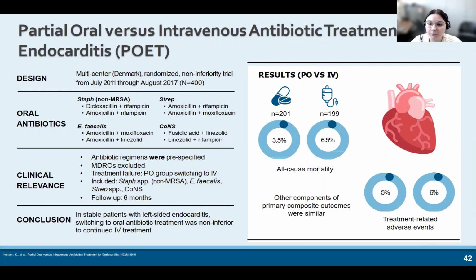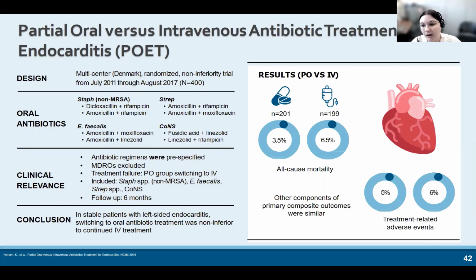In this trial, antibiotic regimens were pre-specified, multi-drug resistant organisms were excluded, treatment failure was defined as participants in the oral group needing to switch to IV therapy, and pathogens included were strep, E. faecalis, Staph aureus, and coag-negative staph. Follow-up here was only 6 months.